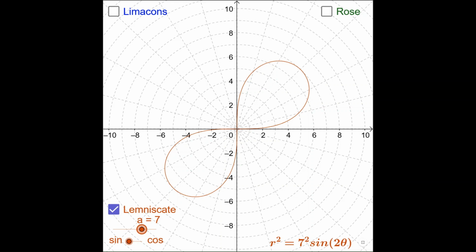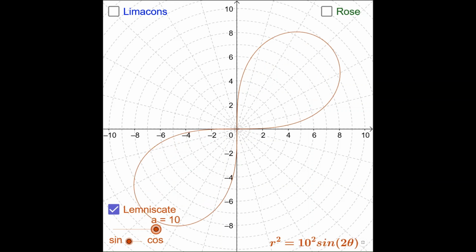They're still oriented and symmetric along the 45-degree line, the y equals x line. But this time, they both have a radius of 7. They extend outwards to the circle of radius 7. So that looks like it's going to hold true regardless of what we change the radius to. So if we did r squared equals 10 squared sine of 2 theta, so the a value is 10, the graph is still oriented on that diagonal line, and the loops each have a radius of 10.